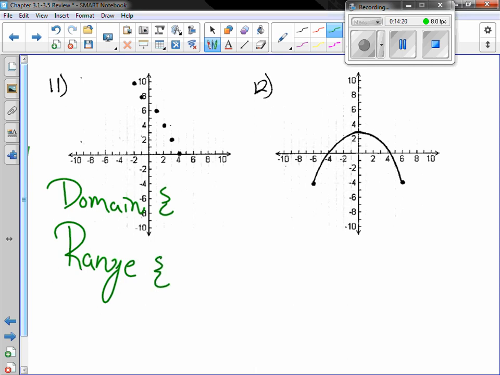Now on 11 and 12, 11, again, we have points, yes? So that means our domain and range are just going to be numbers. We're not going to have inequalities. So looking at this here, I'm going to just look at these points coming straight down. So what are our x values? Well, the smallest one would be at this point here, which is at -2, yes?